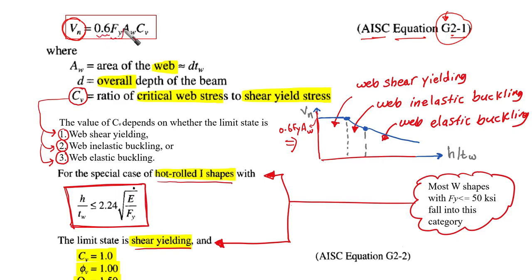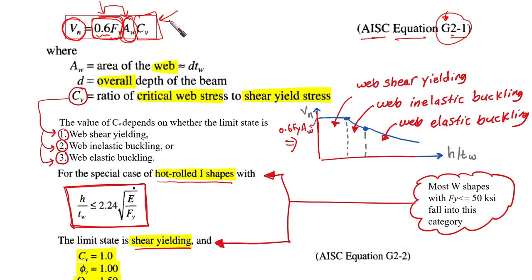0.6 F yield, we already understood this. This is the shear yield stress. Aw is the web area, not the total section area, not the flange area. We understood this part: yield stress times area gives us force, that's it. But what is Cv here? Why are we taking this Cv into consideration?